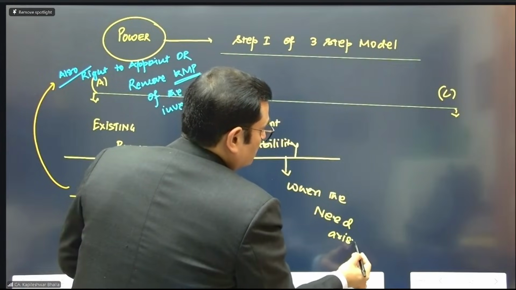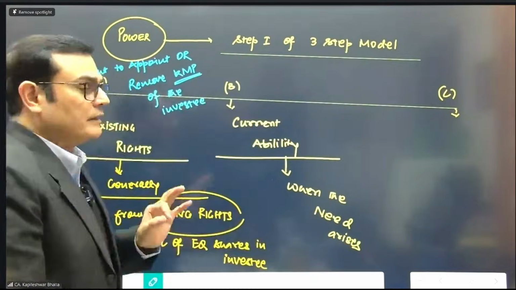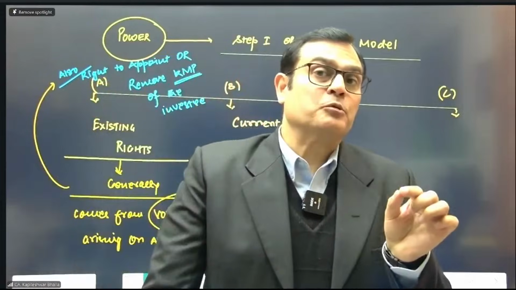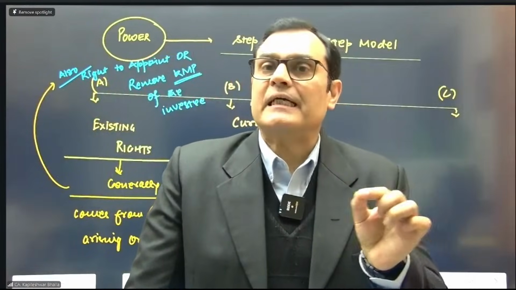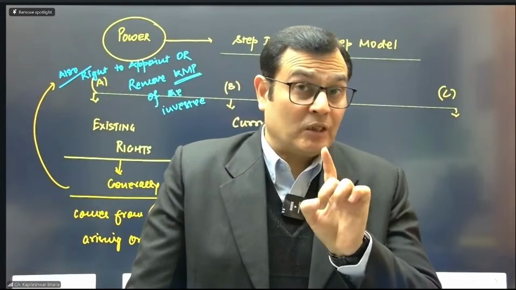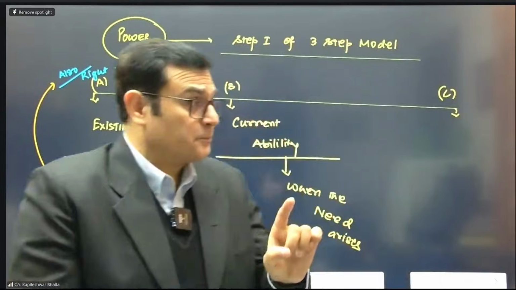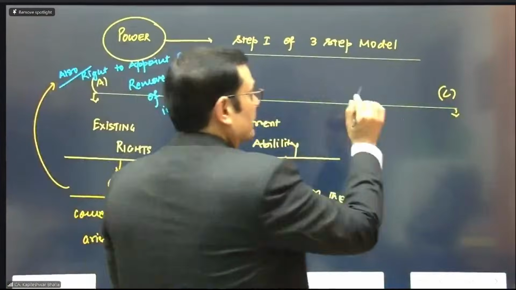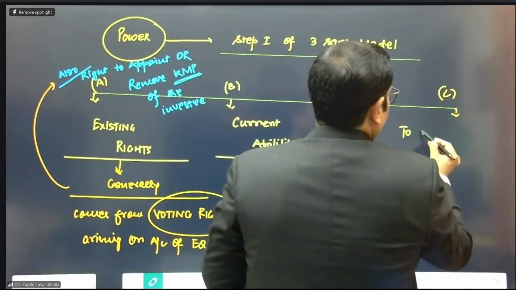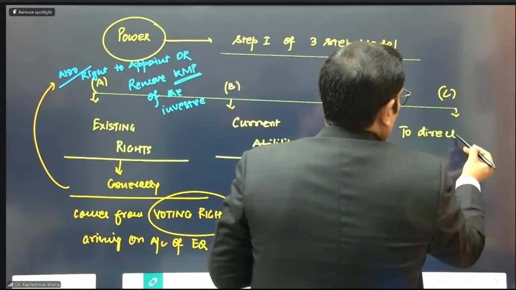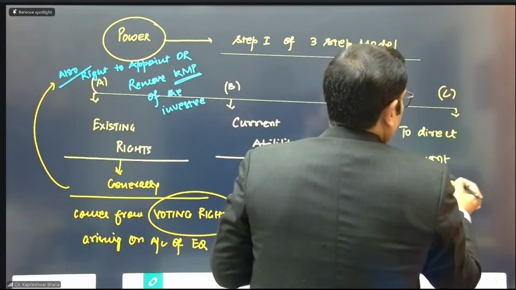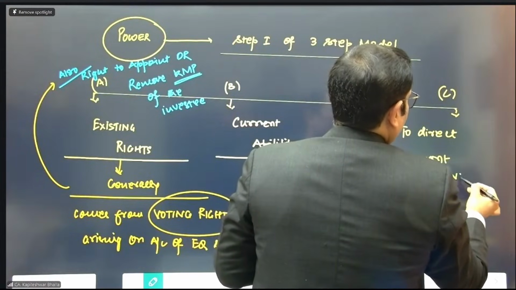So when the situation occurs, when decisions are to be taken at that stage, will you be in a position to take decisions at that stage or not? So it's not as of now, it's not as of present, but it is when the need arises. And the third element is to direct what we call relevant activities.